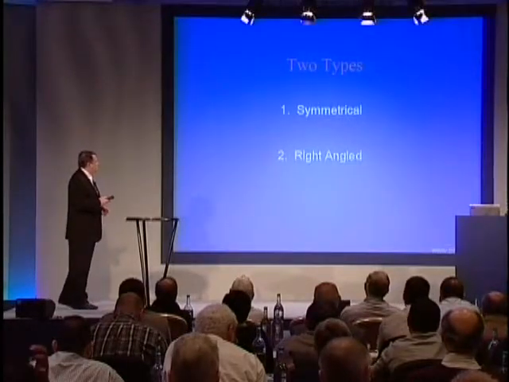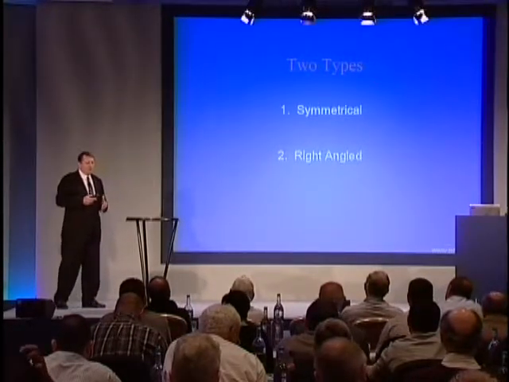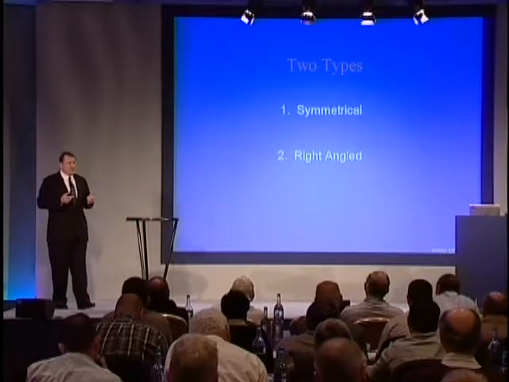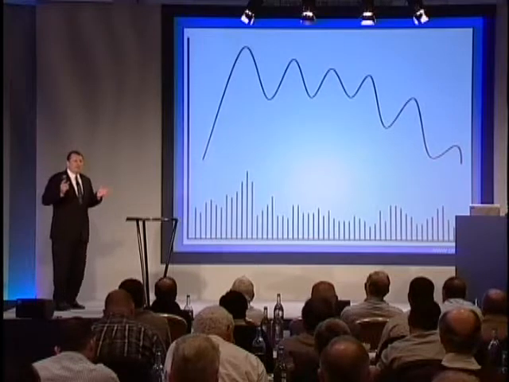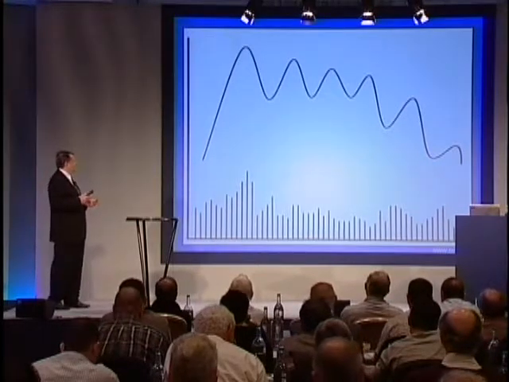So that was a symmetrical triangle. Now we look at the right-angled triangle. Because with a symmetrical triangle, we get no indication of which way the price is likely to break. With a right-angled triangle, it gives us some indication of which way the price is likely to break.